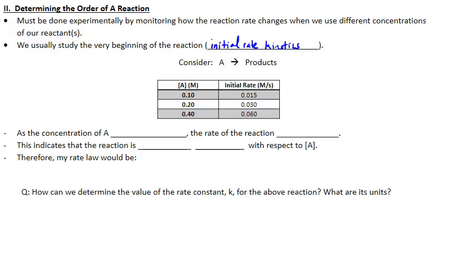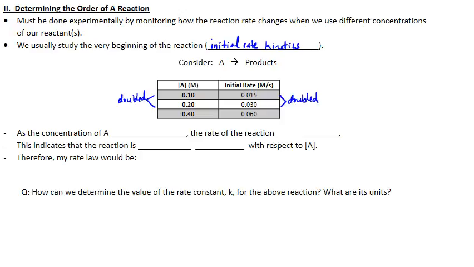If we look at an example here for our general reaction where reactant A decomposes to some products, say in the lab we changed the concentration of A and studied how the rate was affected. What we can see here is that as the concentration of A changed from 0.1 molar to 0.2 molar, as it was doubled, the rate also doubled.